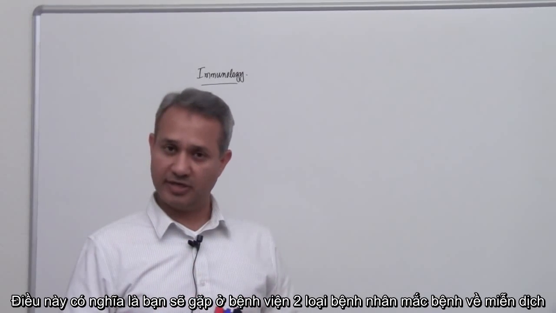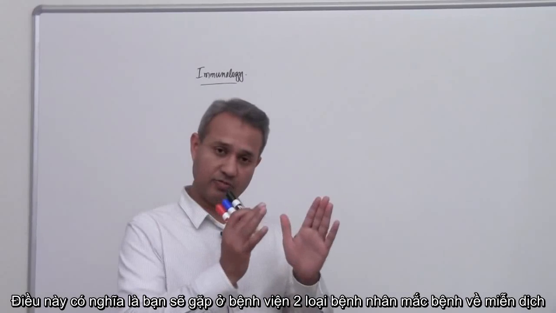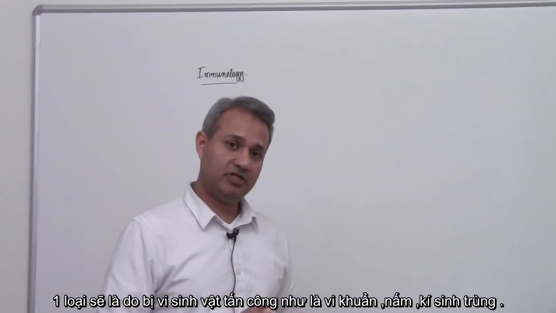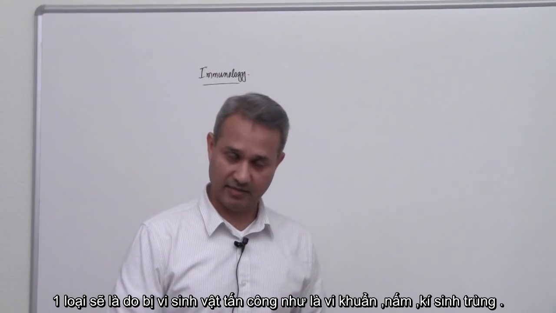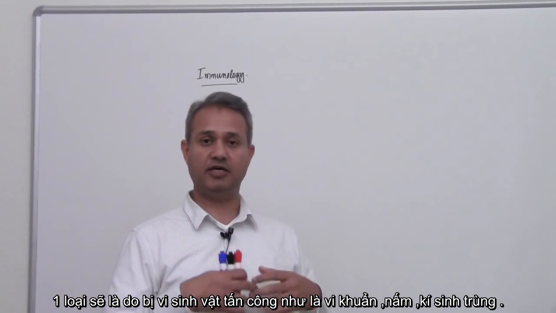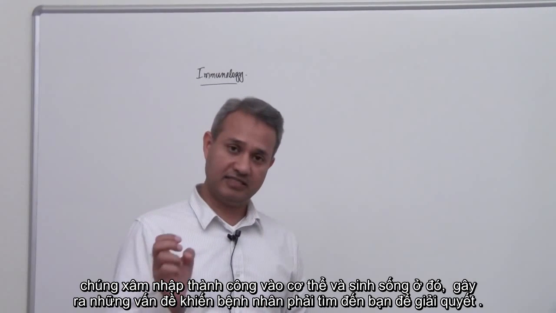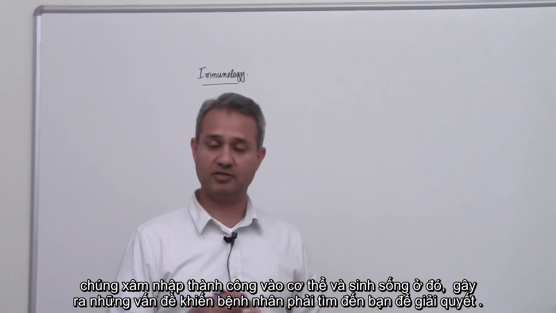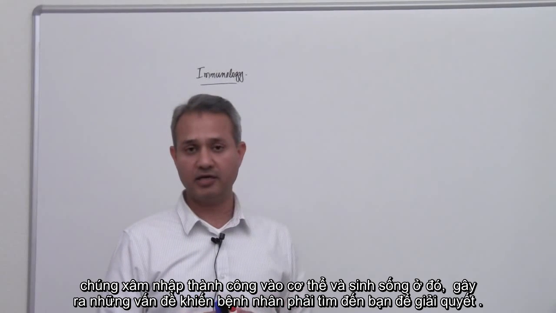So that means what you're going to get in the hospitals are two types of patients related to immunology or the immune system. One type of patients will be those who have a microorganism which has attacked them, a bacteria, a fungi, a virus, a parasite, which has successfully attacked a person, has entered the body and is living there and is causing problems, and the patient has presented to you to help with that.